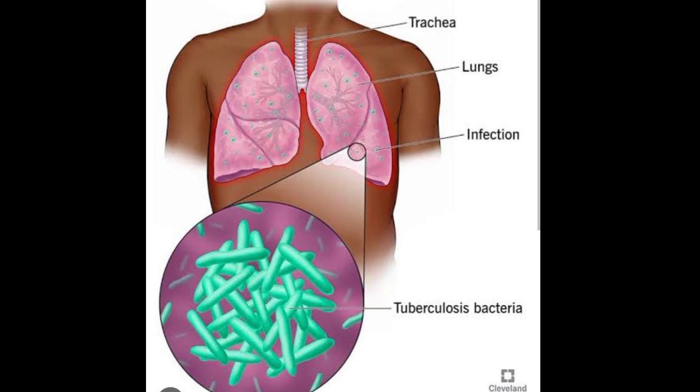Another question: if I have TB, does it mean that I also have HIV? No. The germ that causes TB is different from the one causing HIV. However, having HIV increases the chance of you developing TB. What should I do when I miss a dose of TB medicine? Take the missed dose immediately you remember and then report the number of missed doses to your doctor.